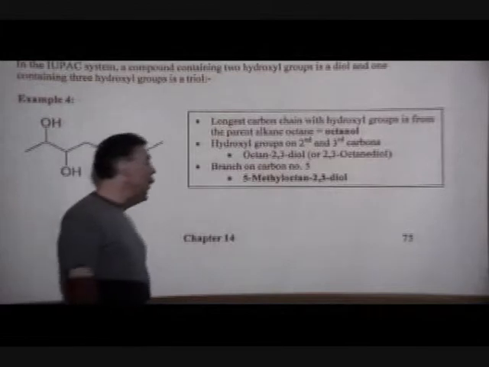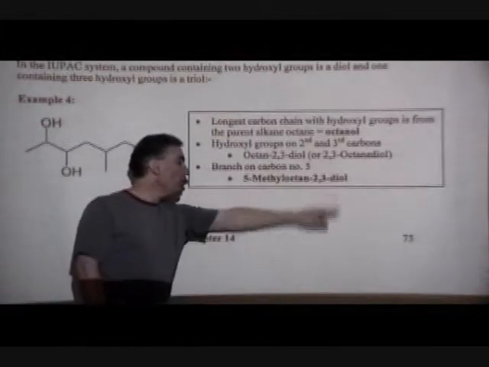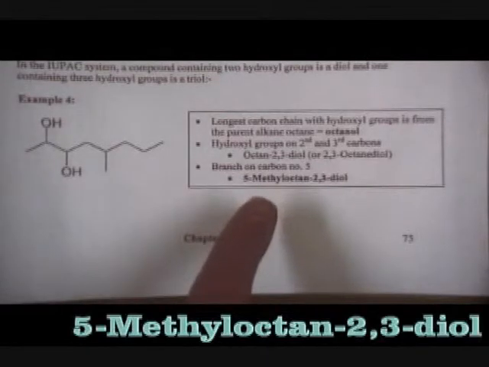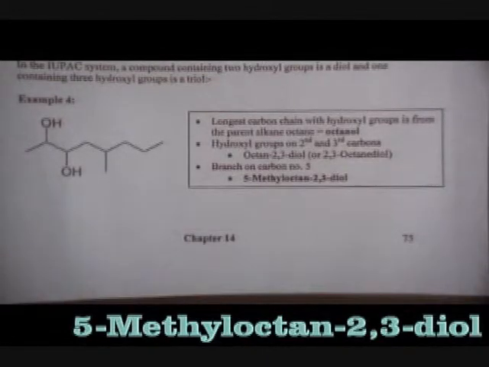So it's an octane derivative because there's 8 carbons in the chain. We have alcohol groups on carbons 2 and 3. And just a branch left to figure out. A branch on carbon number 5. So 5-methyloctane-2,3-diol.